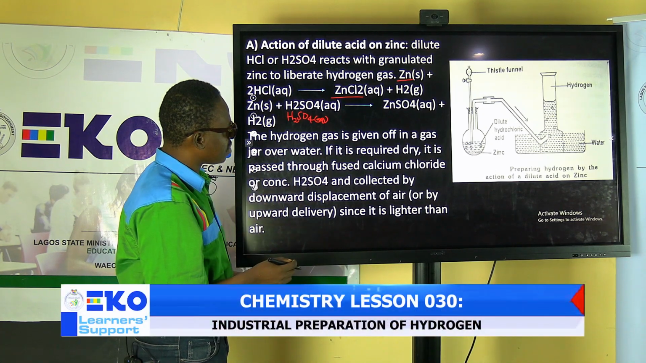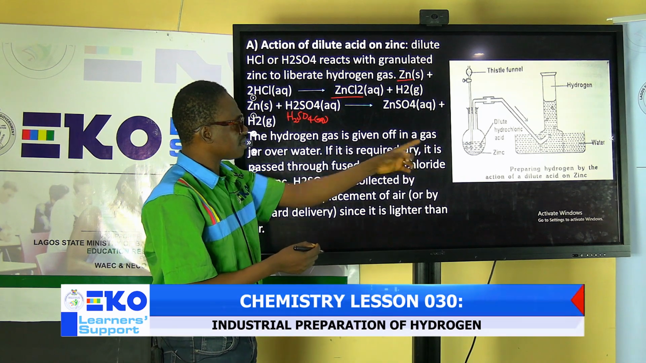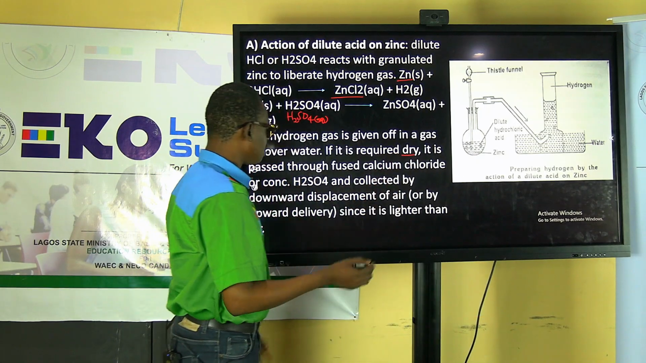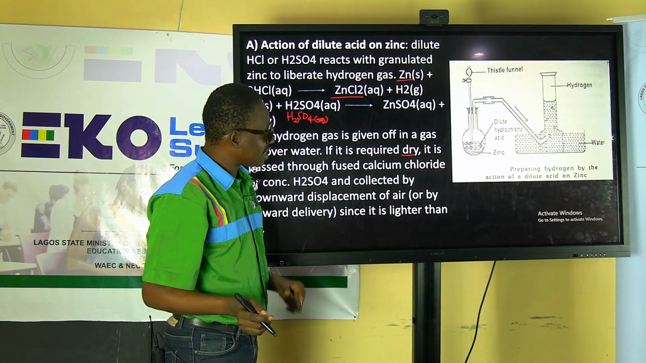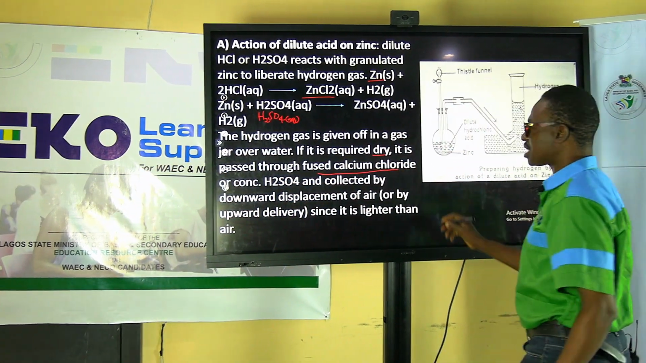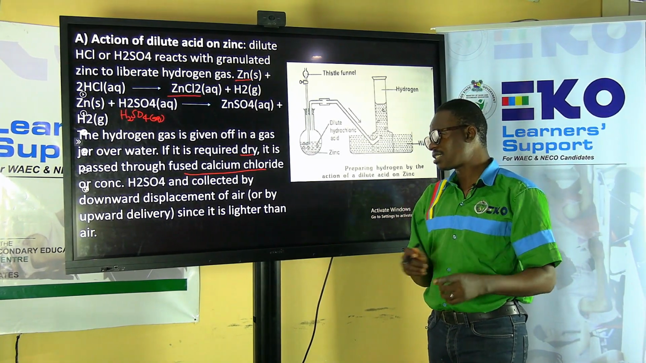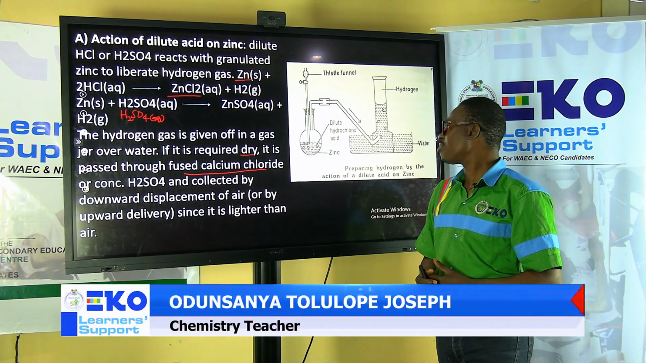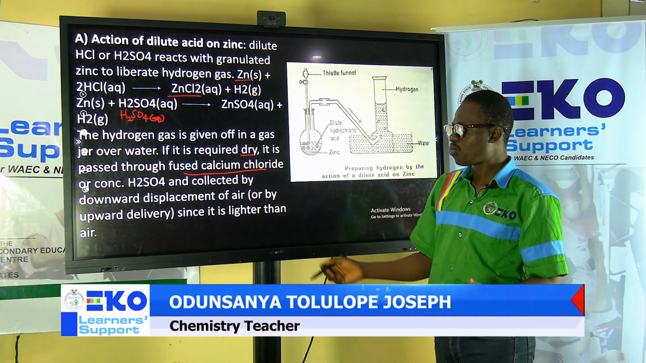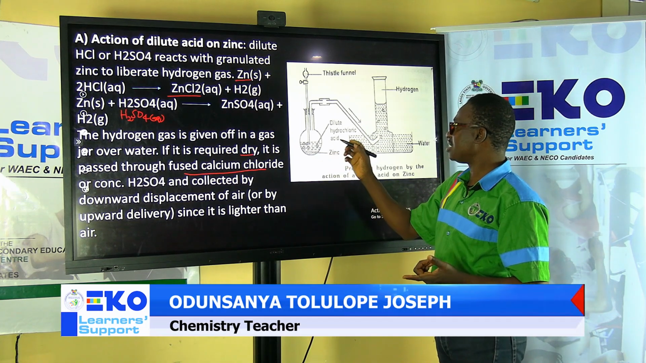So the hydrogen that is given off is passed over a gas jar. And you remember, if it is required dry, you need to use what we call a drying agent. So in this case, you can use fused calcium chloride or concentrated H2SO4 to dry the gas. And the gas is collected by upward delivery or downward displacement of air. Why? Because it is lighter than air. And that is it.